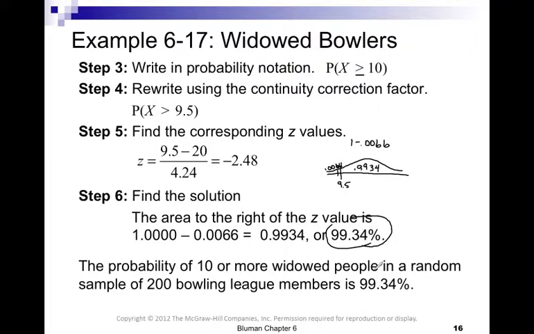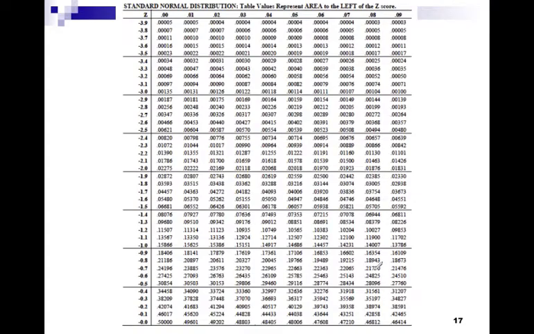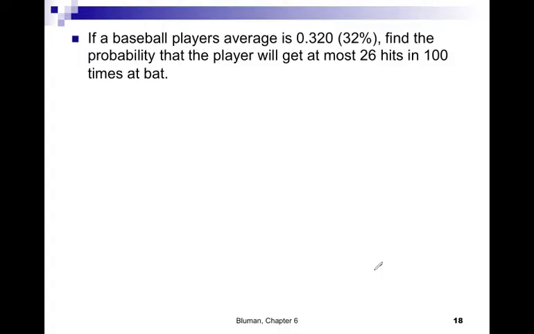Now I put one other example. That was all that was actually on this PowerPoint. I put one that I think is probably in your book, but I just thought we'd walk through it totally by hand. That might be a good thing to do. So we have a baseball player's batting average is .320. Find the probability that the player will get at most 26 hits in 100 times at bat.